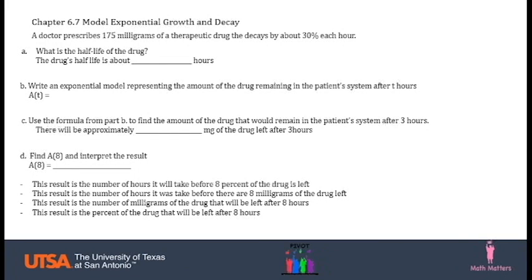Chapter 6.7, Model Exponential Growth and Decay. The question states, a doctor prescribes 175 milligrams of a therapeutic drug that decays by about 30% each hour, and then we give him 4 parts of the question, actually 5 parts of questions to answer.